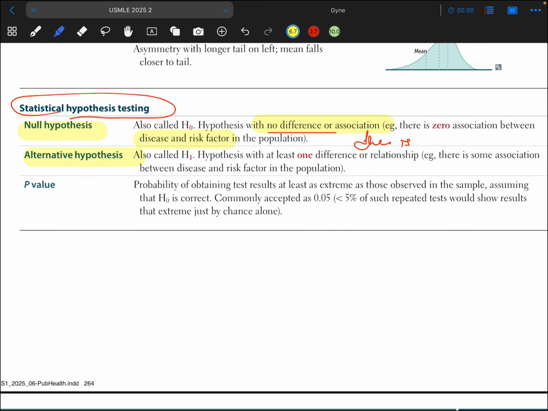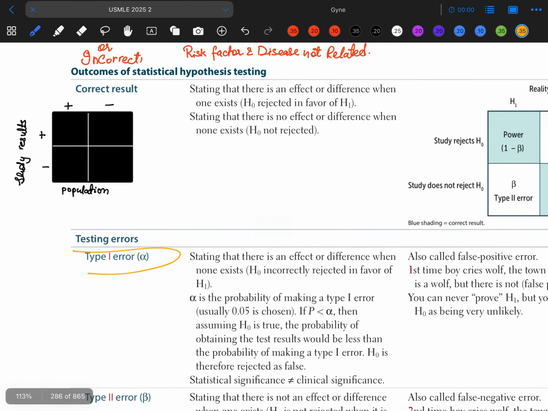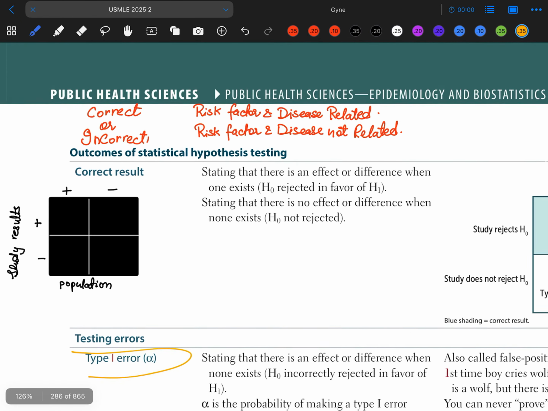Now, the alternative hypothesis states that there is in fact a difference or relationship between the risk factor and the disease. So, for our lung cancer example, the alternative hypothesis would state that there is an association between lung cancer and smoking. And since we know this to be true, we would be accepting our alternative hypothesis. Now, these hypotheses will show up on various statistical tests, and we'll discuss this more when we discuss outcomes of statistical hypothesis testing. All right, so now let's talk about types of errors when evaluating a statistical hypothesis.